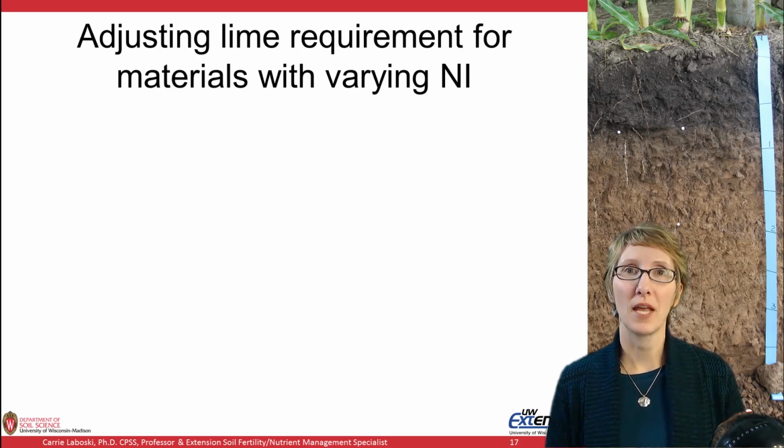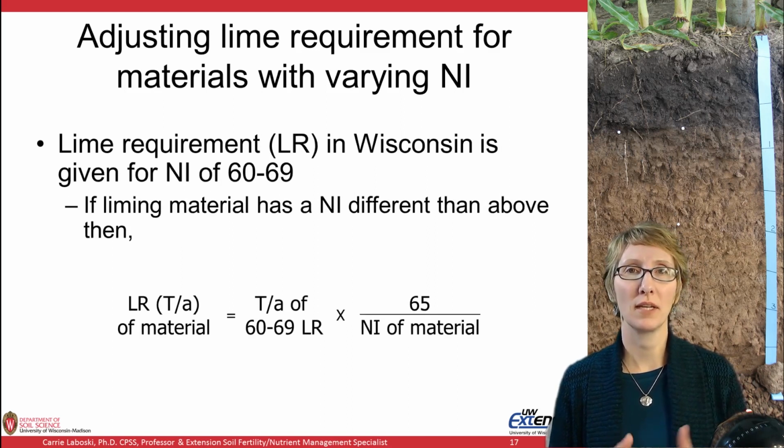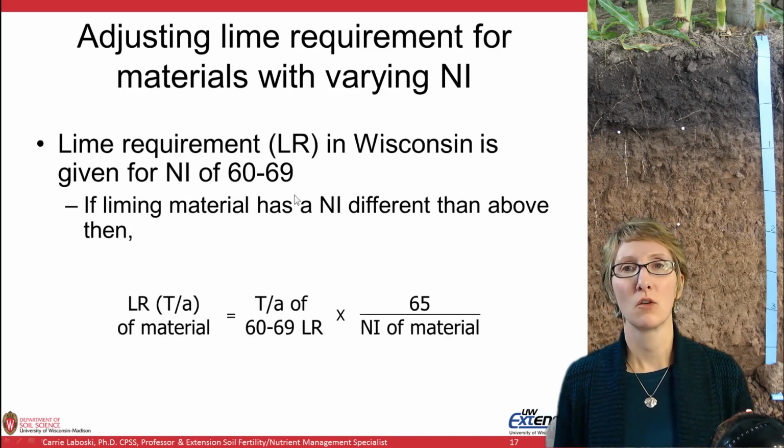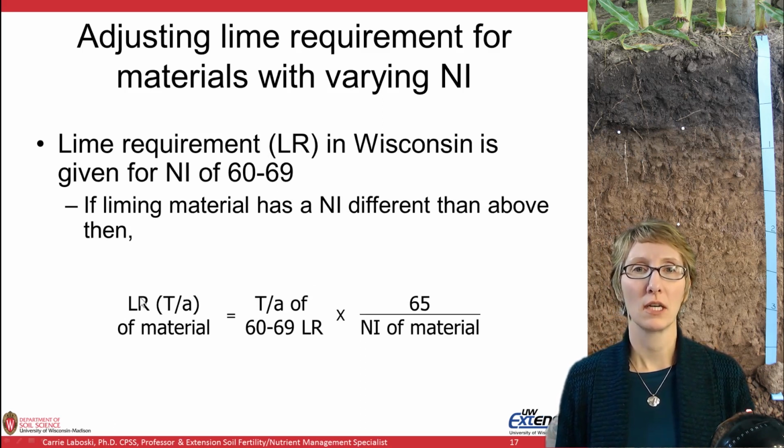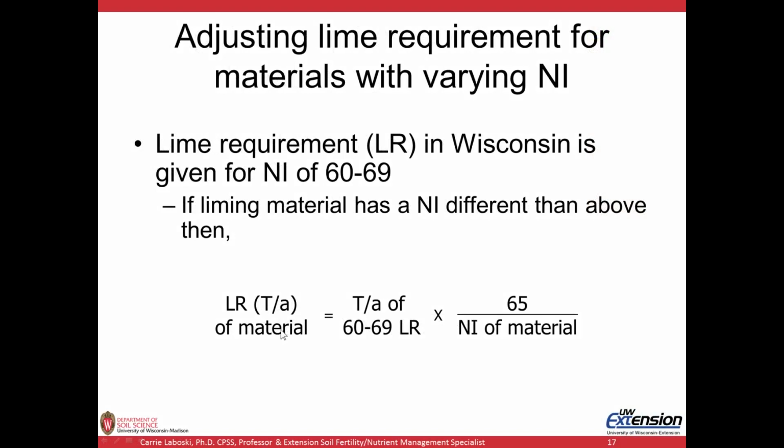Now, we have materials with different neutralizing indexes, or NI, here in Wisconsin. And how we deal with that is we have a little equation to do this conversion. So we take our lime requirement of the material that we want to use. Let's say it's 80-89 lime. And I should back up. Our recommendations here in Wisconsin, most of the time you're going to see them for 60-69 lime. Sometimes you'll see them for 80-89 lime. But let's say you have a recommendation for 60-69 lime, but you're going to use 80-89 lime. So you need to convert this.